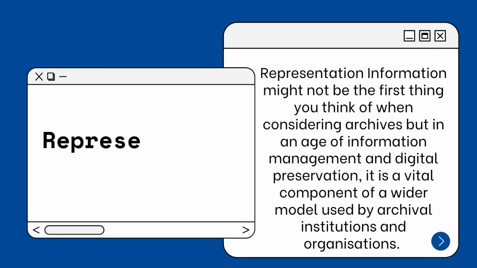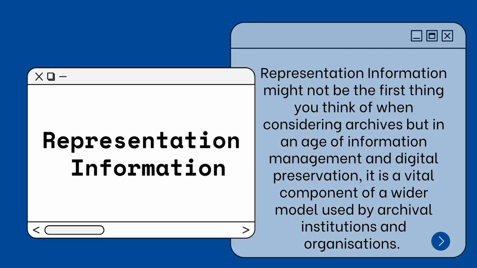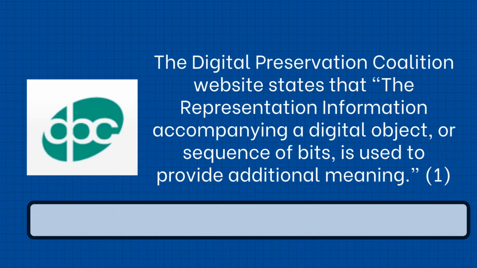Representation information might not be the first thing you think of when considering archives, but in an age of information management and digital preservation, it is a vital component of a wider model used by archival institutions and organisations. So what is RI? By the end of this short video, you will know a bit more about what representation information is, why it is important for digital preservation, how it can be applied in a record-keeping context, and just a few of the associated problems and solutions.